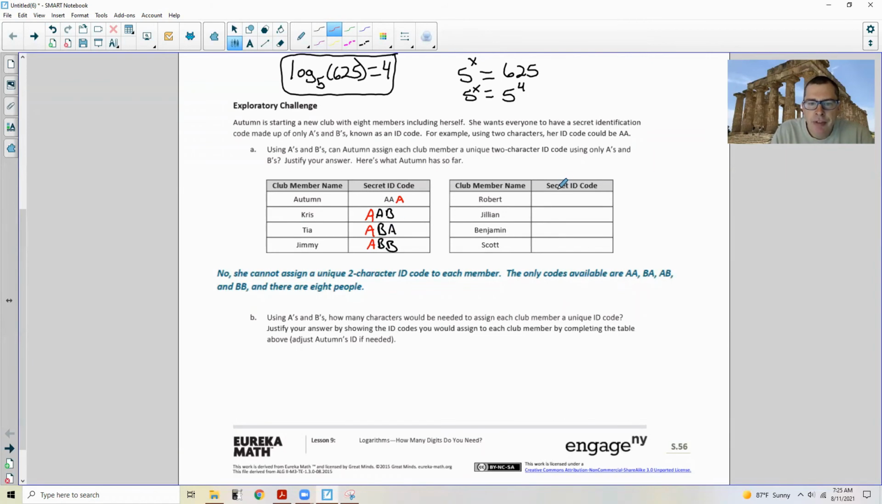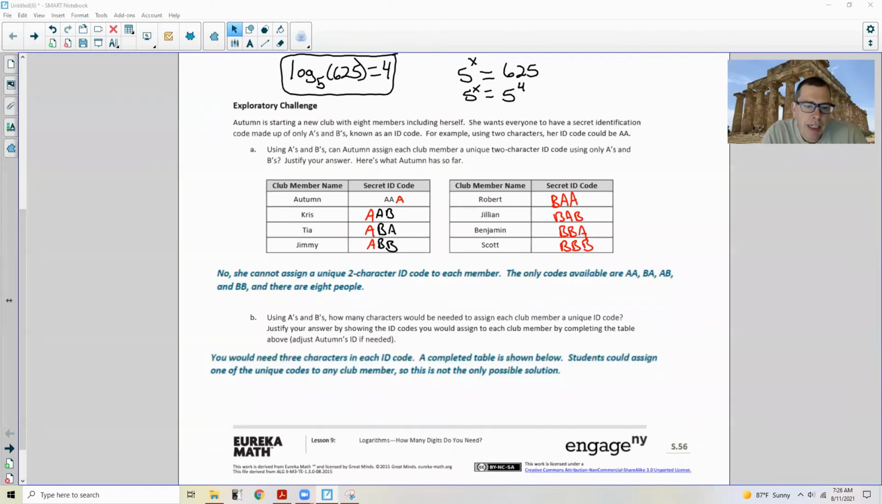And then we could have B, A, B, A, B, B, BBA. Let me put them in order. So I'm just moving the A throughout. BAA, BAB, BBA, and finally Scott will get BBB. Of course, the order doesn't matter, but there you have it, and therefore we would need 3 digits.